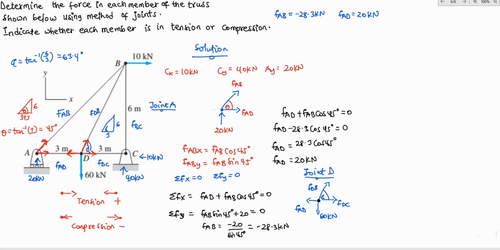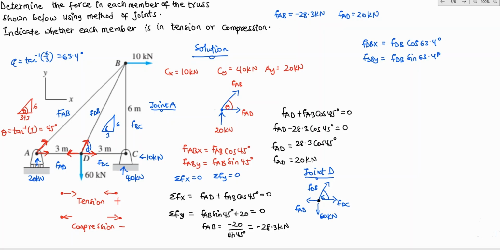So let's find the components of FDB. We are going to have the x component, FDBx, equal to FDB cosine of 63.4 degrees, and then we're going to have FDBy equal to FDB sine of 63.4 degrees.